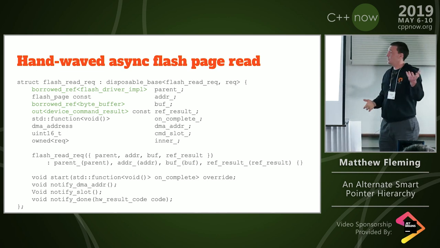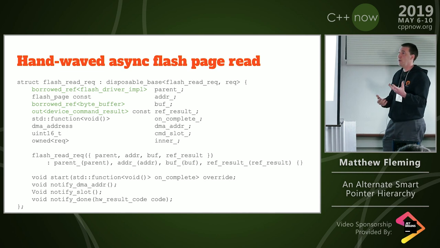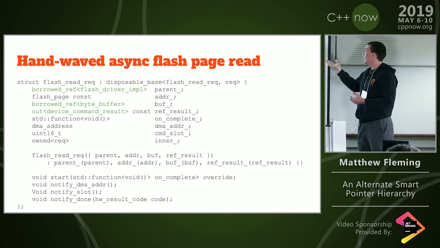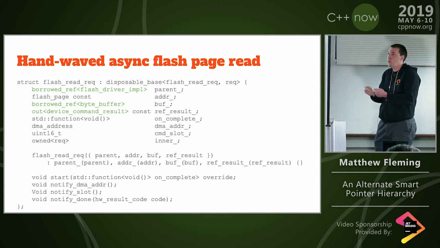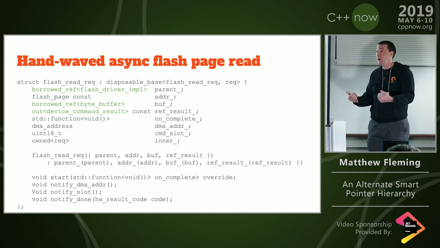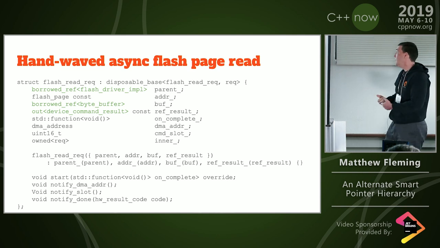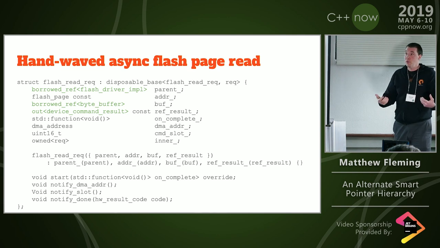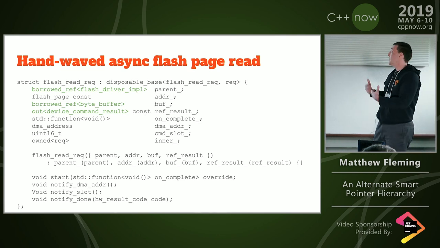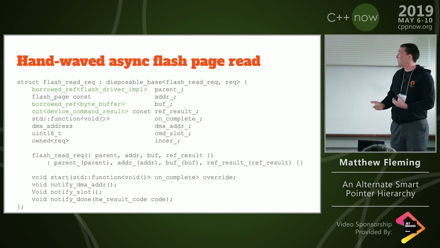I've got some class members. Maybe I've got this Flash driver implementation that's a parent that holds some other things for me. I'm going to hold on to the Flash page you want, your buffer, that was a barred ref, and your result, that was an out. I need to hold on to this completion function you're going to tell me when you start. In order to read from Flash, I actually need a DMA address for the FPGA to talk to. And I need a command slot because the FPGA can only run so many things at once. So in our system, there are some other steps I'm going to have to have.